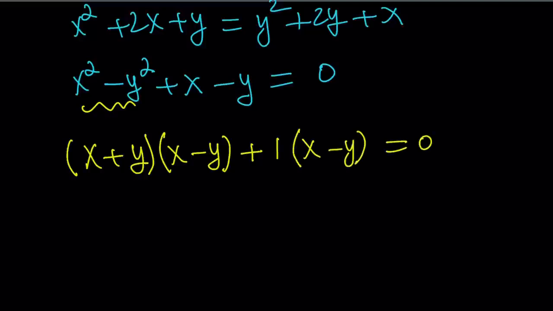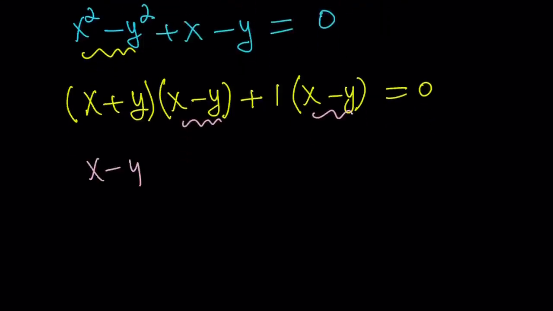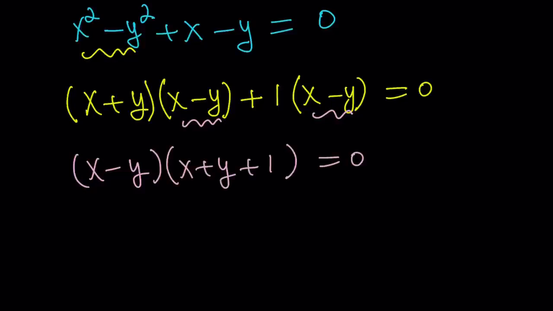Now, notice that x minus y is a common factor. Therefore, we can take it out. x minus y multiplied by x plus y plus 1, and the whole thing is equal to 0. I know this looks a little complicated, but guess what? We have 2 factors and the product is 0, therefore we're going to set each factor equal to 0.